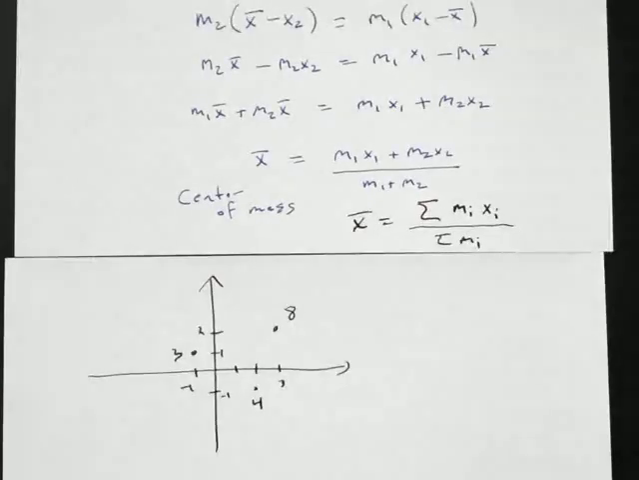So here, I have three weights. I have a 3-unit weight over in the second quadrant at the point -1, 1. I have an 8-unit weight out at 3, 2 in the first quadrant, and I have a 4-unit weight at 2, -1 in the fourth quadrant. Where do I put a point so that if I connected all of these weights to that point, it would hang flat?